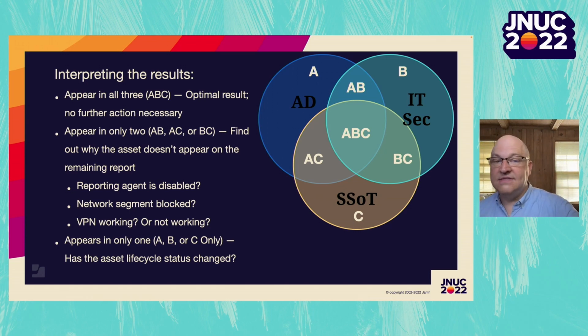Now, in the periphery, this AB, AC, and BC, where two of the three might agree, that actually tells us something. Now, is the device still on the network? Probably. You've got two sources saying, yes, it is. You've got one saying, I've got no idea. So what that usually means, especially in my experience, is that the missing source is probably disabled on that device. Something's going on to interfere. Think of the agent on the device being disabled.